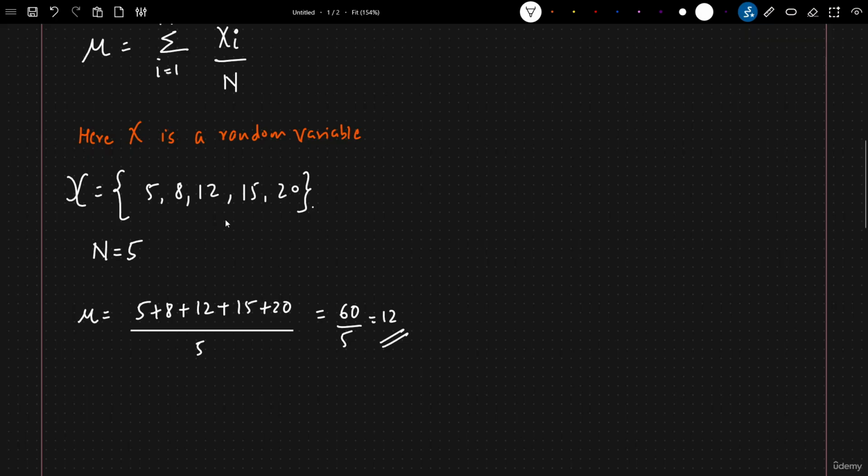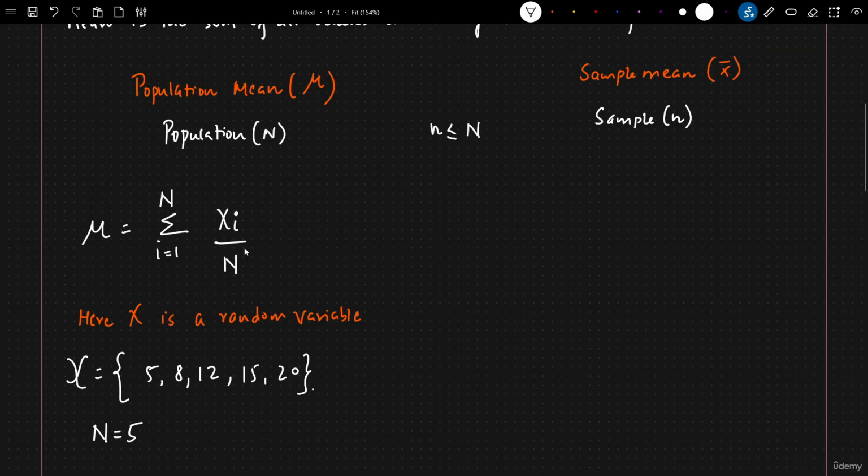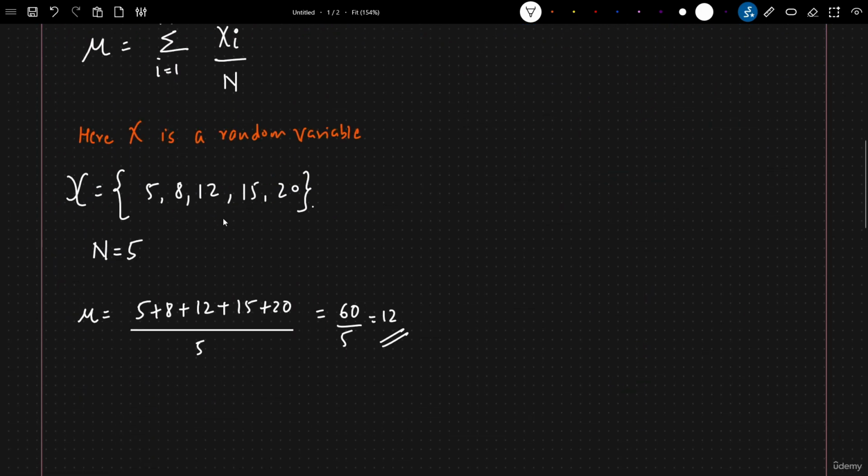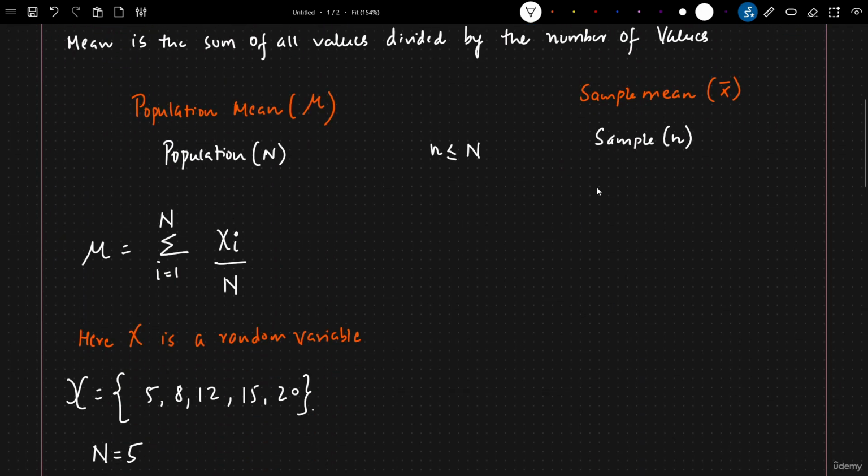Now, what does 12 basically indicate? 12 indicates that it is, you can say, the center point of this entire distribution. Similarly, if I want to compute my sample mean, we give it the notation x bar. Here also I will be using the summation of i equal to 1 to small n, and then x of i divided by small n. So this small n is your sample size, and this capital N over here is your population size.